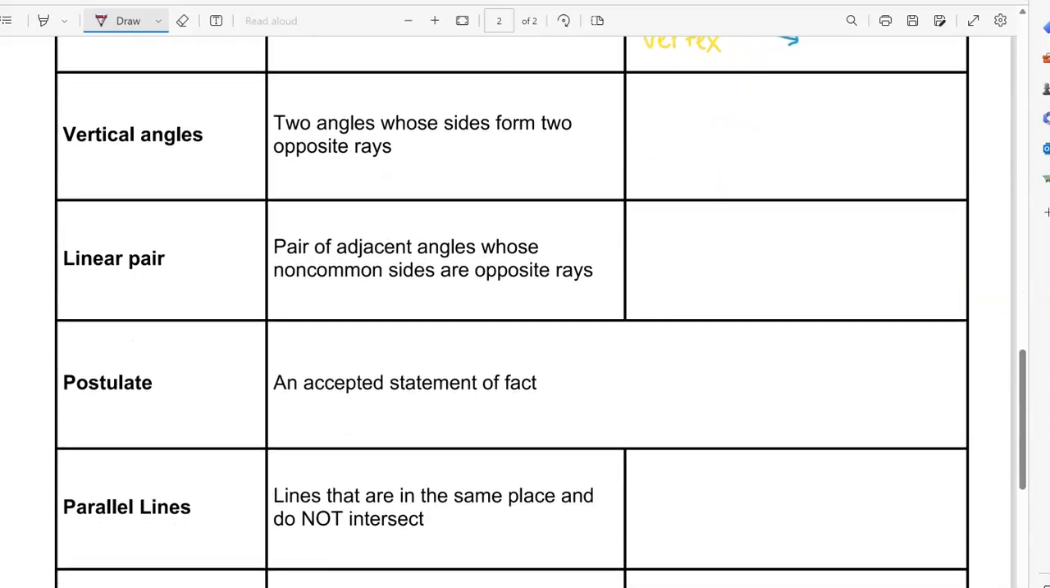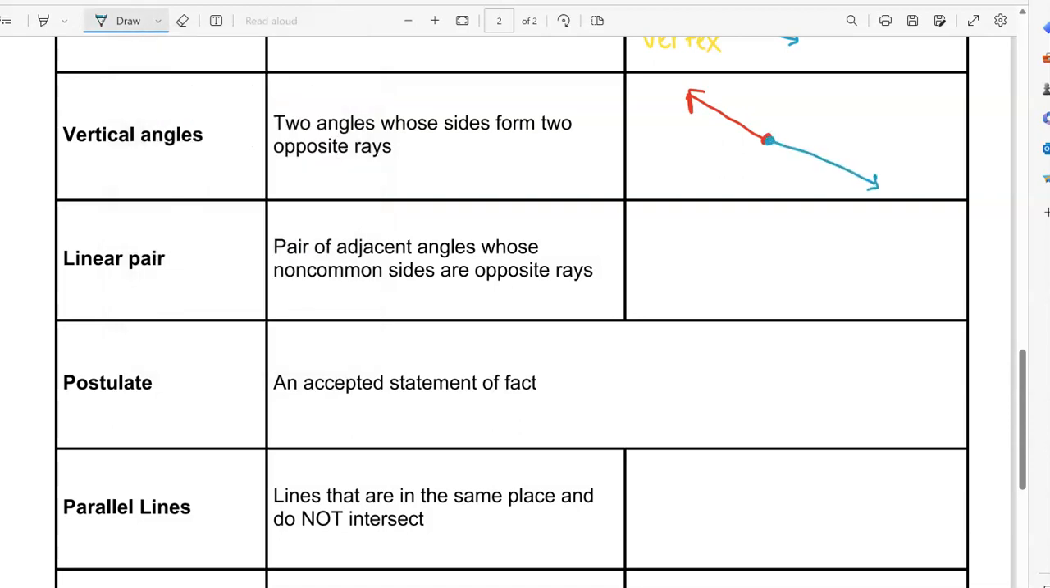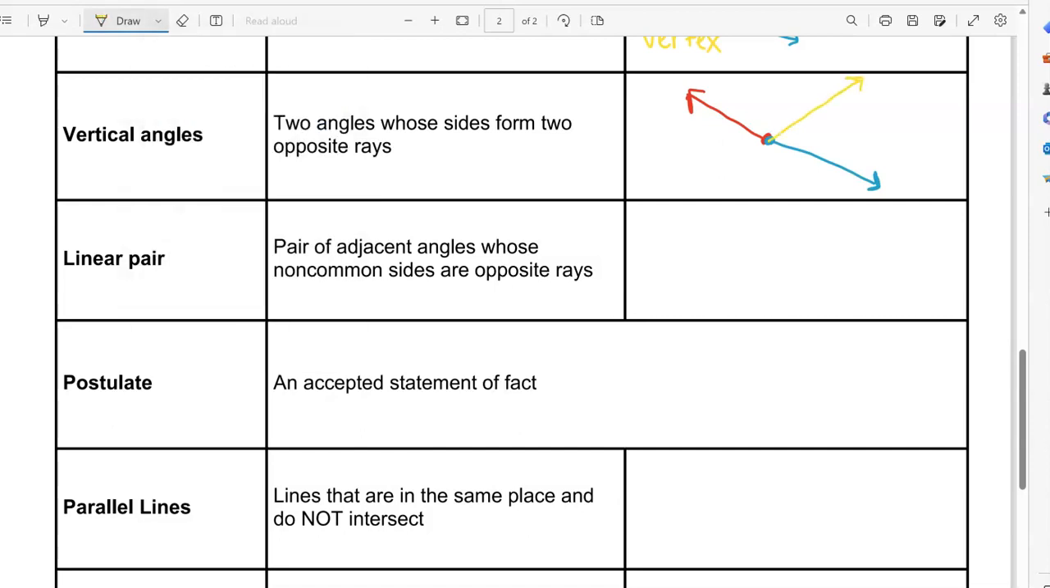All right, coming down to vertical angles. Vertical angles are 2 angles whose sides form 2 opposite rays. All right, so we've got an opposite ray. Let me just kind of draw out this definition. Here's a set of opposite rays, and then we have another set of opposite rays.